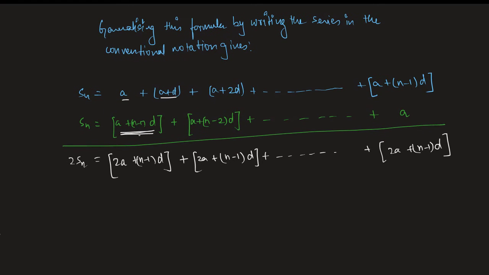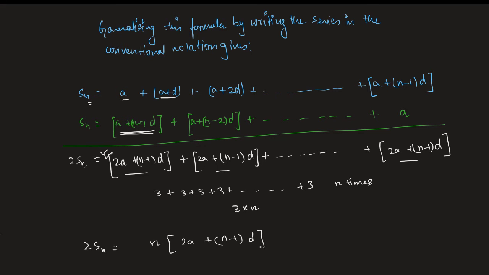So if you observe, all the terms are adding up to the same value. Now how many times is this value? This is 1, 2, till how many times? Since our sequence has n terms, this would be n times. Let's suppose you are adding 3 plus 3 plus 3 plus 3 and so on, and these are n times. So this can be written as 3 times n. The same logic we are using over here. So I can write down 2 times Sn equals n times (2a plus (n minus 1) d).